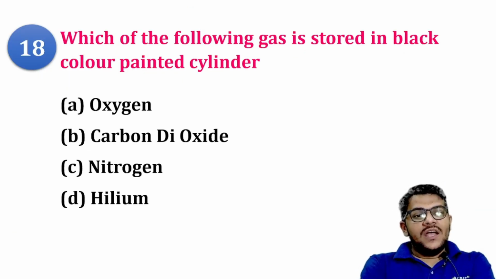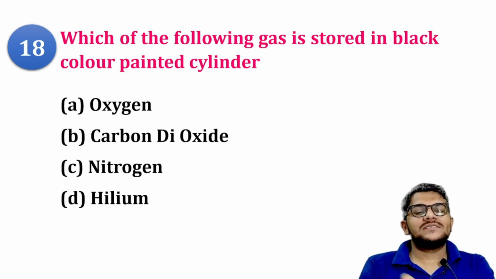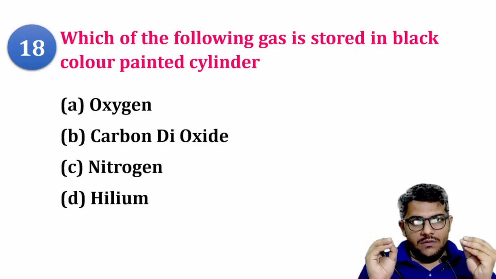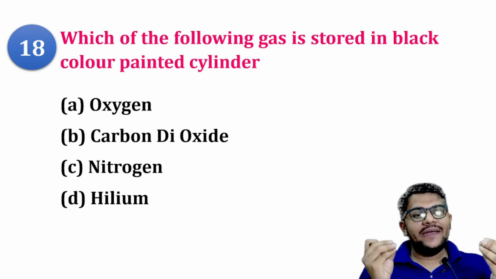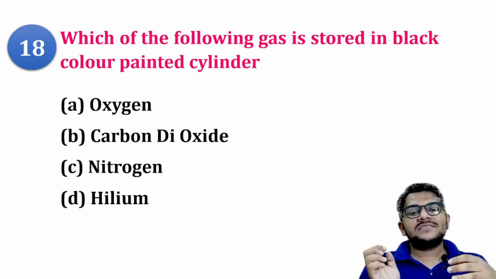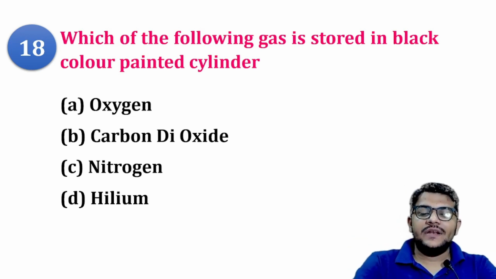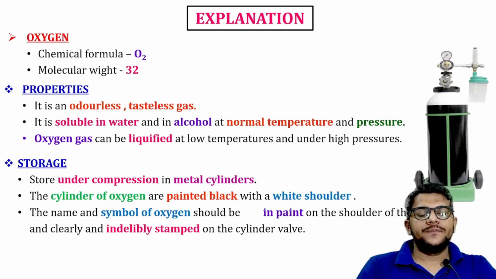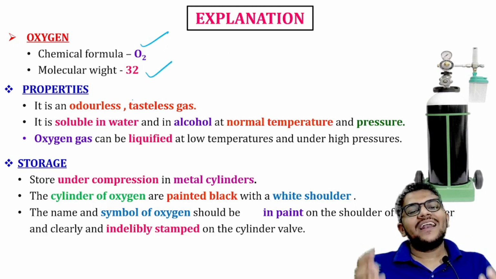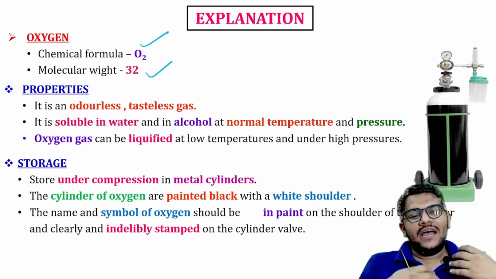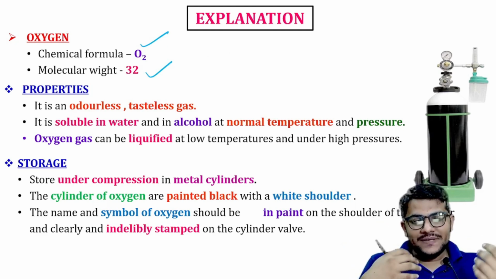18th question. Which of the following gases is stored in a black colored painted cylinder? Just use your mind. So in the black colored painted cylinder, we store oxygen. Oxygen has the chemical formula O2, and its molecular mass is 32. It is odorless, tasteless, and soluble in water and alcohol also at normal temperature and pressure.